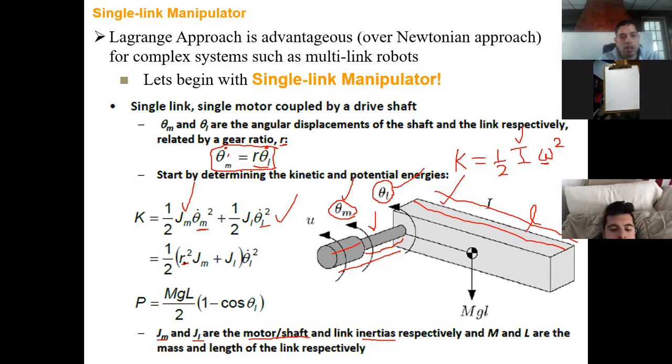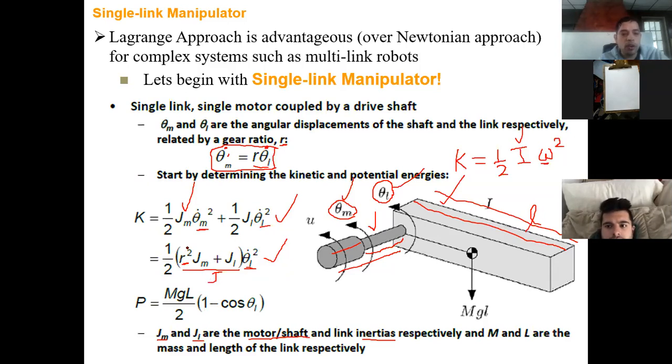So r squared theta L dot squared, because I already factored this out from this term and from this term. Then r squared Jm plus JL, then we have 1/2 factored out and theta L dot squared. So far so good. Then finally, I'll call this guy simply J. Okay, 1/2 J theta L dot squared. I'll call this J finally.